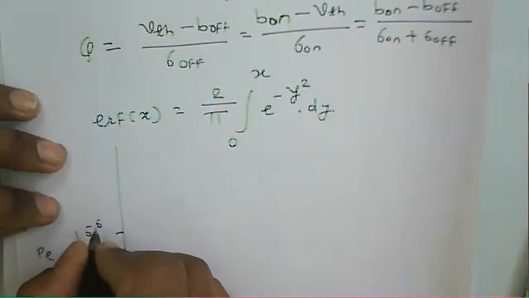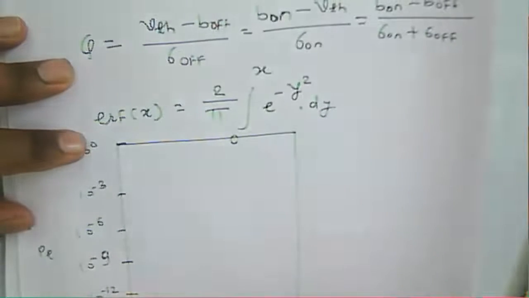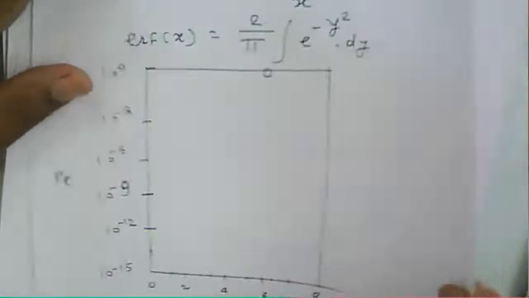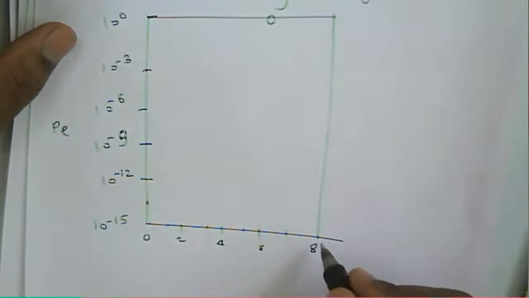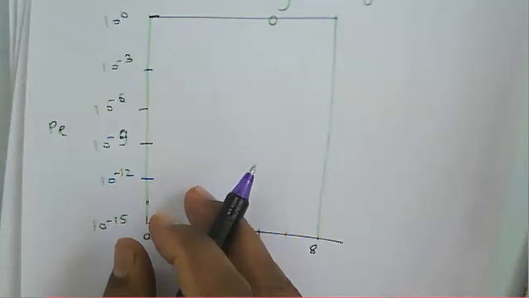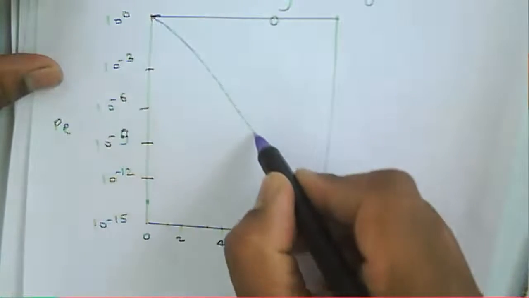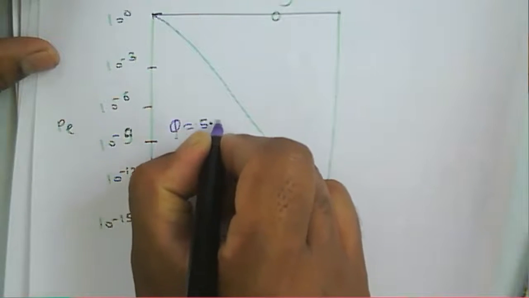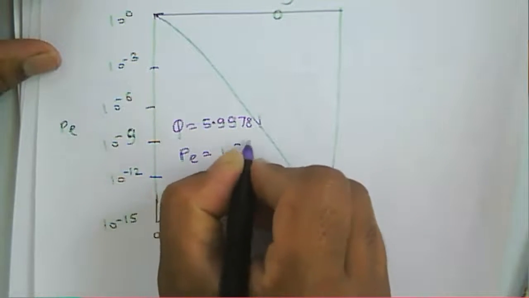The axis shows 10 to the power minus 15, minus 12, minus 9, minus 6, minus 3 and 0, and the Q axis shows 0, 2, 4, 6 and 8. So we get a plot of the probability of error versus Q, like this. For example, for a Q equal to 5.99781, the probability of error is equal to 10 to the power minus 9.